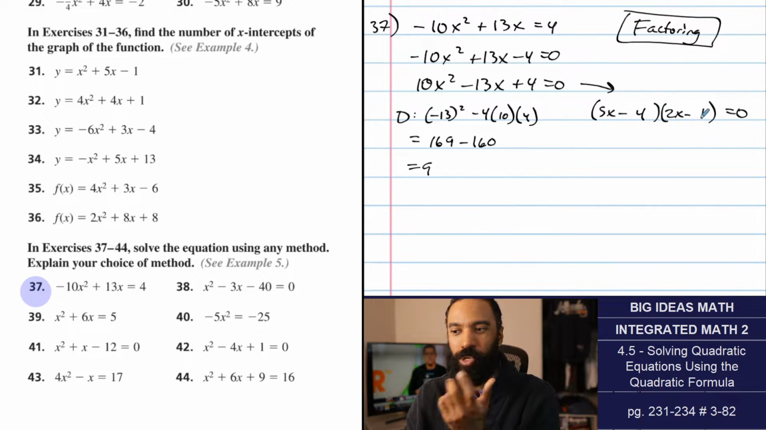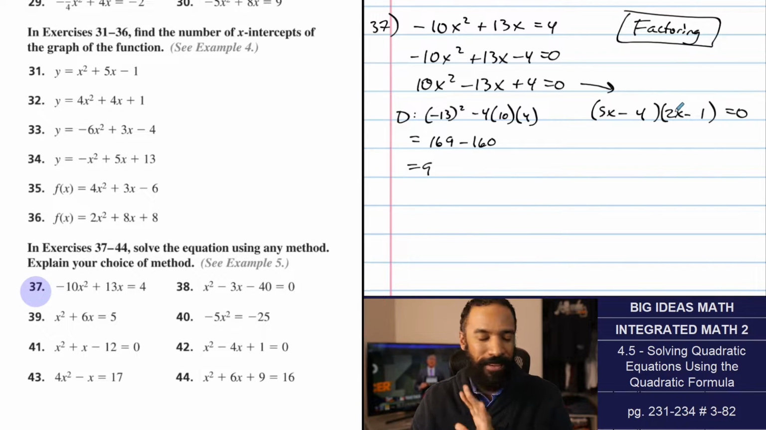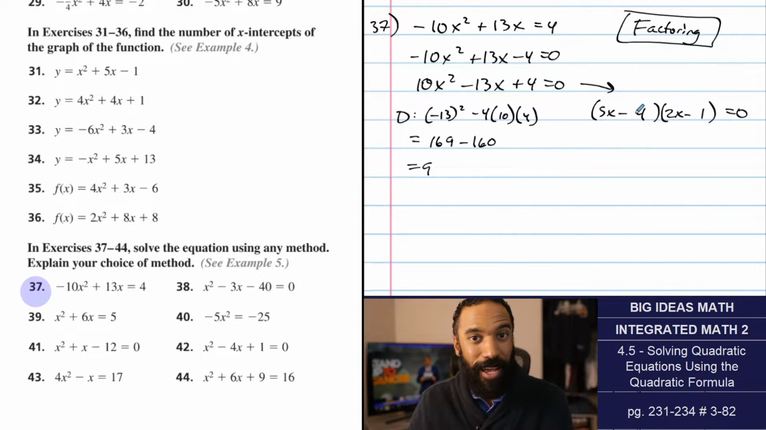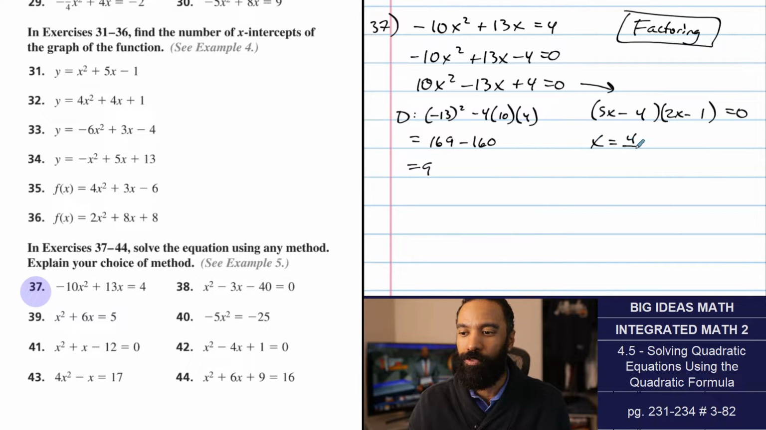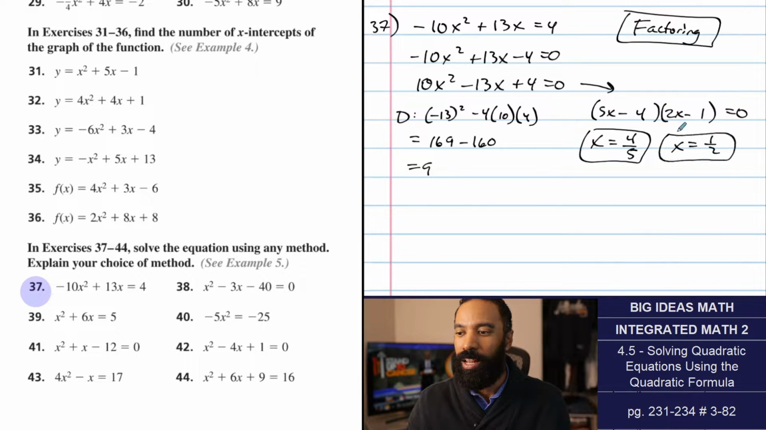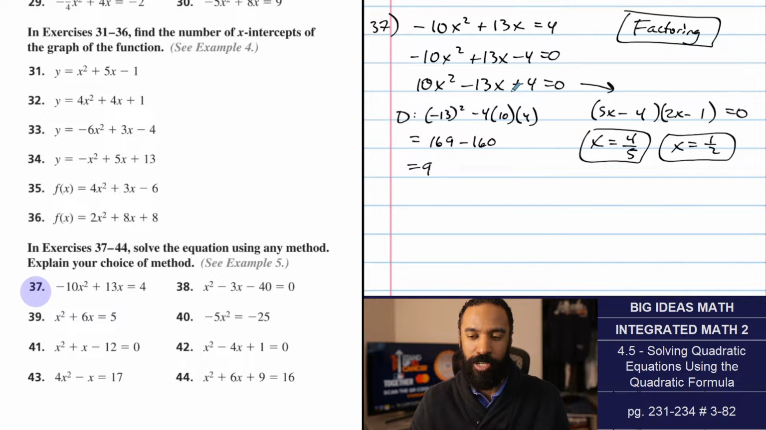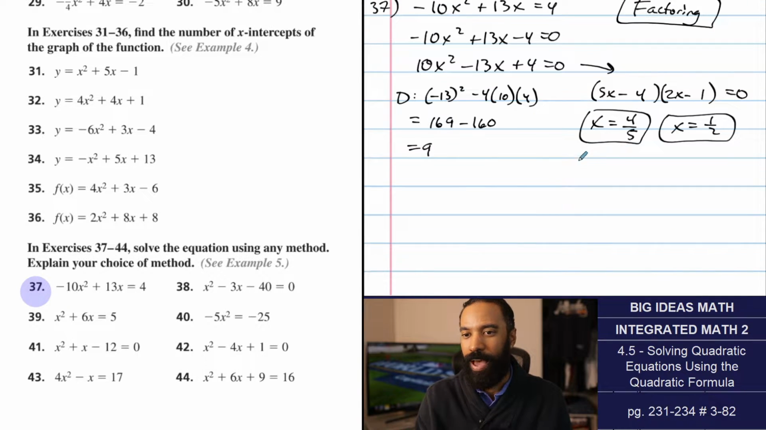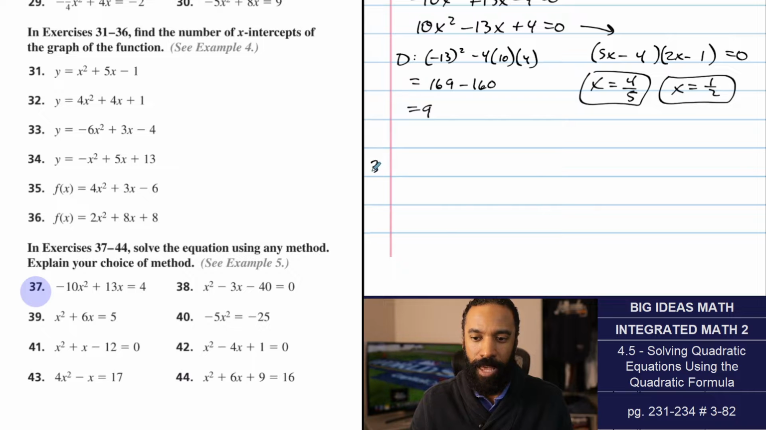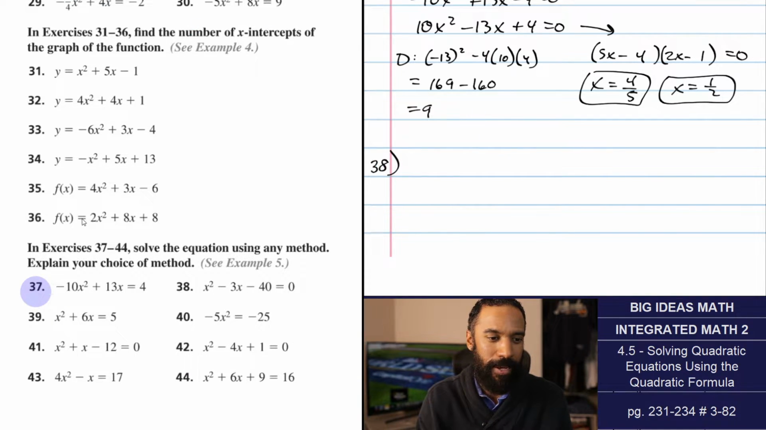I stopped at 2 and 2, and I never should have used 2 and 2 anyway. I underthought it. All right. X equals 4/5 or x equals 1/2. Even just doing the discriminant, I still would have had not much more work to go. 13 plus or minus 9 all over 20. I like factoring when I can use it, and I wish I could rewind time and say that this was factorable and go after that. My bad.